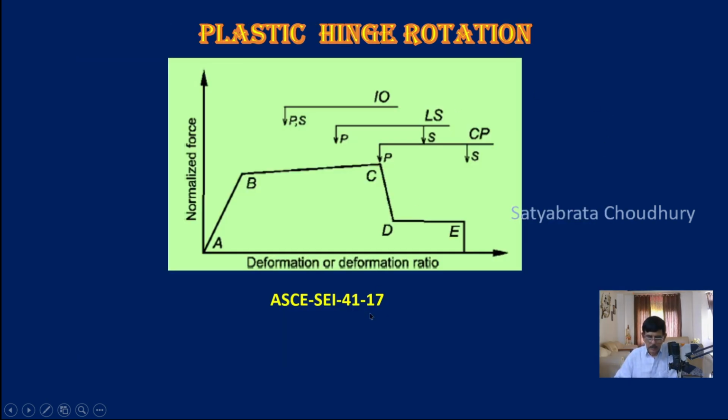Now the sketch also describes these things. For IO, for primary and secondary it is the same point here somewhere. For LS, for primary it is here, for secondary it is here. For collapse prevention, the point C is for primary members, and the point at the end E is for the secondary members.